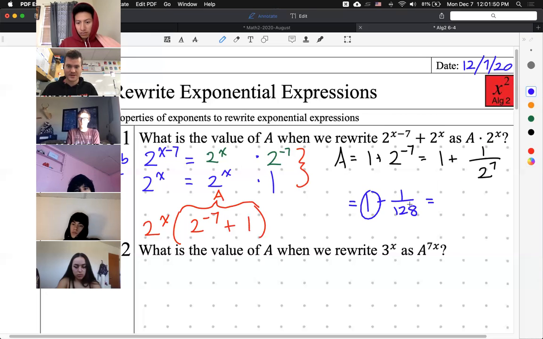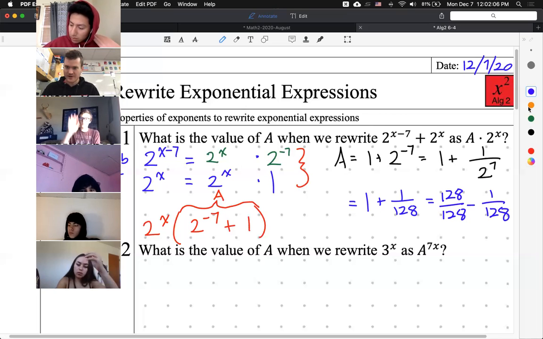Yeah, this is going to be 1 over 1, but to have a like denominator, I can do an even bigger number over, like times 128. Exactly, so you'll have 128 over 128, which is 1 minus 1 over 128 for a final answer of, oh, what's going on?